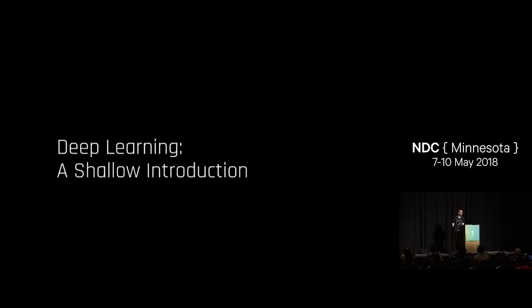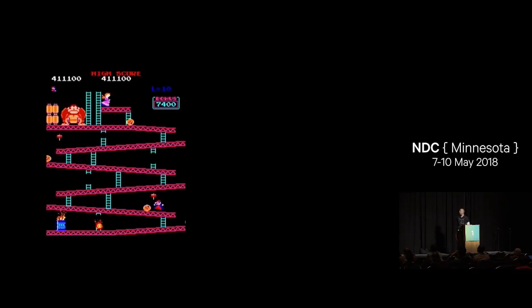So let's start with the first part, which is a shallow introduction to deep learning. And I'm going to start actually with a place which has nothing to do with deep learning. And apparently it's acceptable to talk about burritos to introduce monads. So why not use something irrelevant like Donkey Kong to start talking about deep learning?